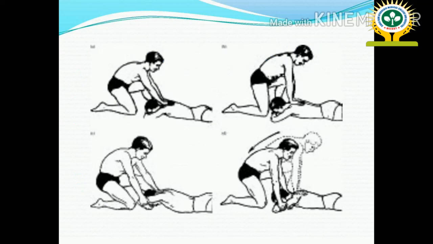Due to this pressure on the back of the subject, his chest is compressed and air is expelled from the lungs. This procedure, when released, causes expansion of the thoracic cage and flow of air into the lungs. Apply this procedure at the rate of 12 times per minute till normal respiration is restored.